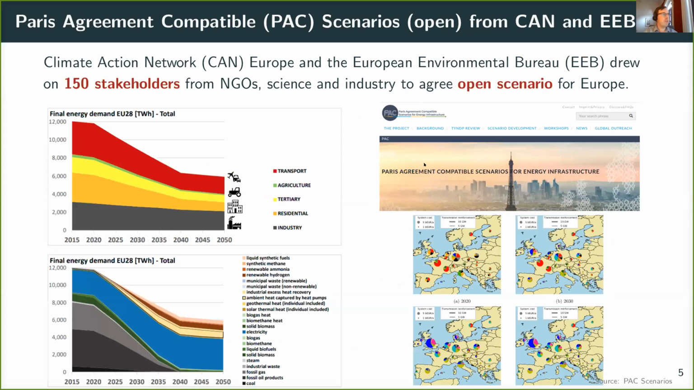One interesting example that's happened recently is two big groups of NGOs, Climate Action Network Europe and the European Environmental Bureau, got together and built some open scenarios for how they imagined with their stakeholders that the decarbonization of Europe would look. They published this as open data, and now modeling groups, us included, are taking those scenarios and breaking them down to see how that looks on a country and on, say, an hourly basis.